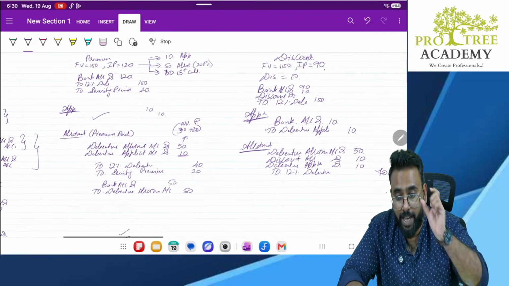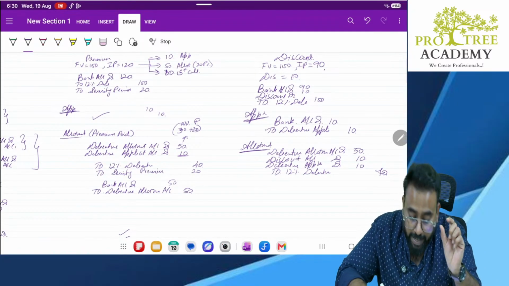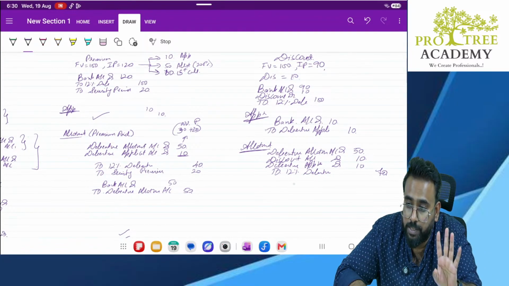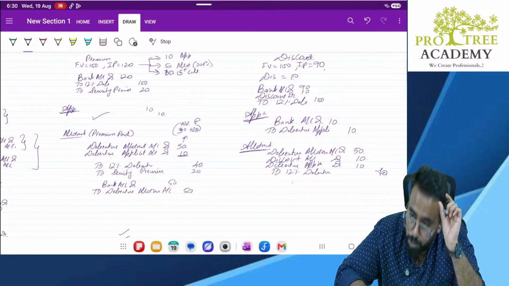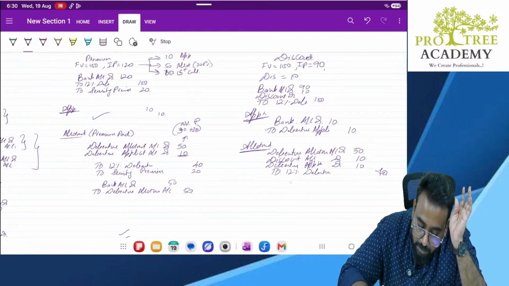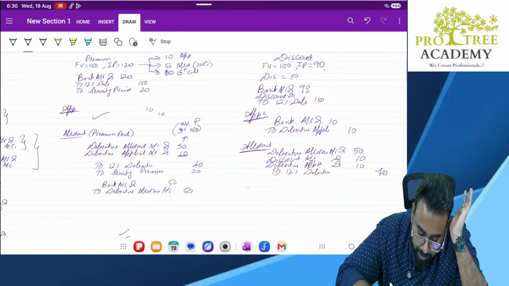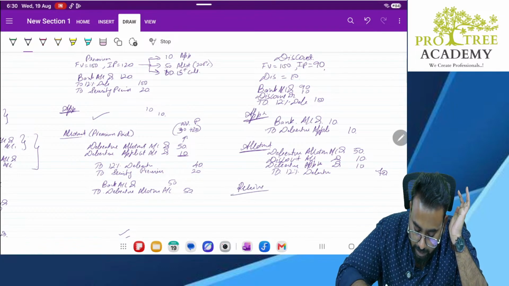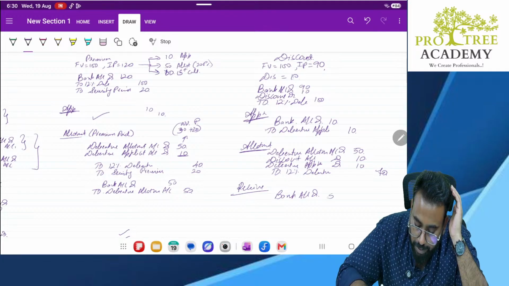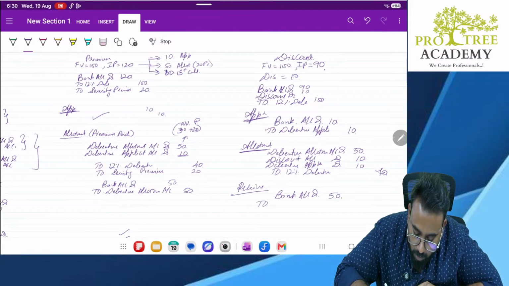See, even though we are giving the discount of 10 rupees, my debenture should not show 90 rupees. In the balance sheet, my debenture should show 100 rupees only. That is why we are debiting the discount of 10 rupees. Clear? That is the logic. Next, when you receive the money, what is the entry? Bank account debit. How much? 50 to debenture allotment account 50.